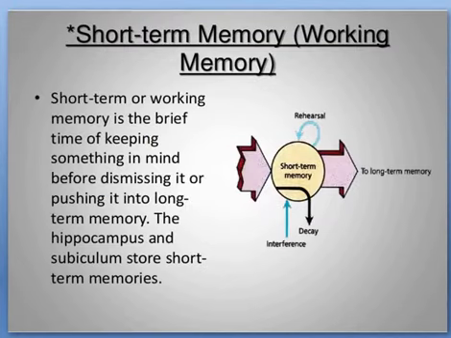Short-term memory, or working memory, is the brief time of keeping something in mind before dismissing it or pushing it onto long-term memory. The hippocampus and cerebellum store short-term memories. You will perhaps agree that we do not attend to all information that imprints on our senses. Information that we attend to enters the second memory store called short-term memory, abbreviated as STM, which holds a small amount of information for a brief period of time, usually 30 seconds or less.